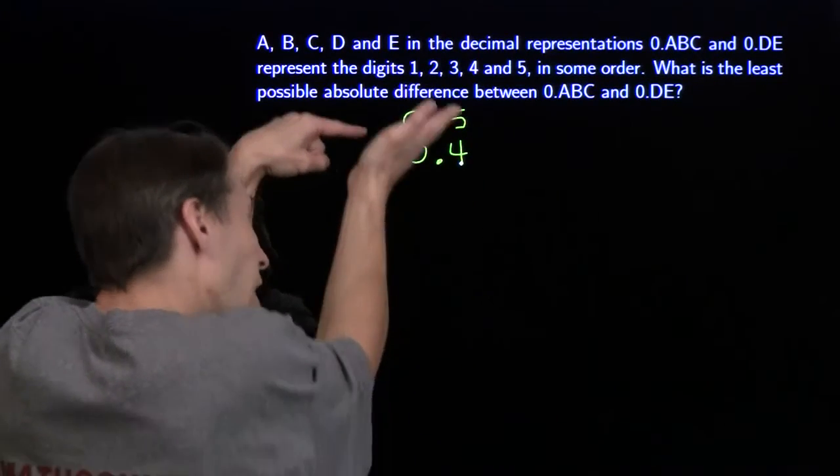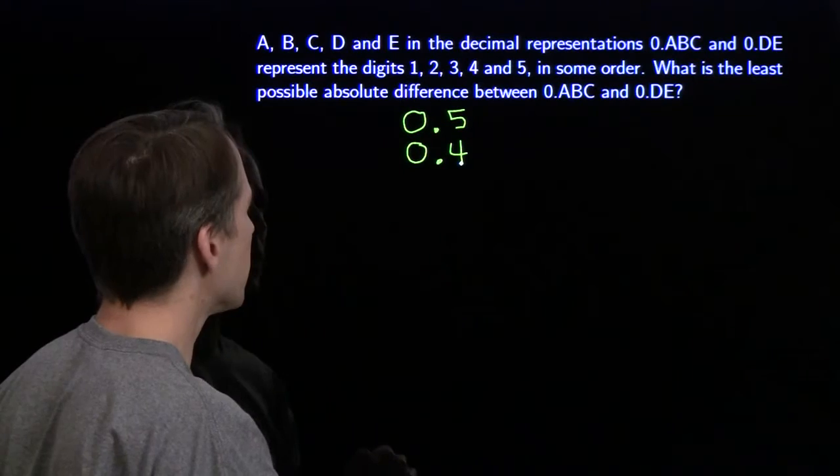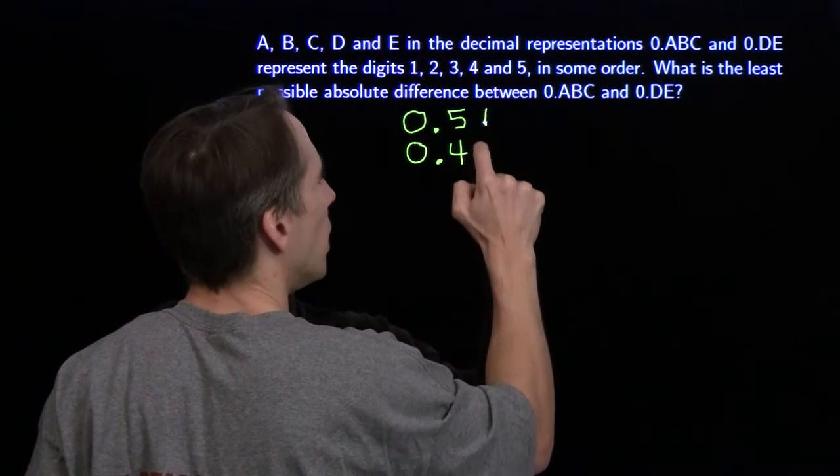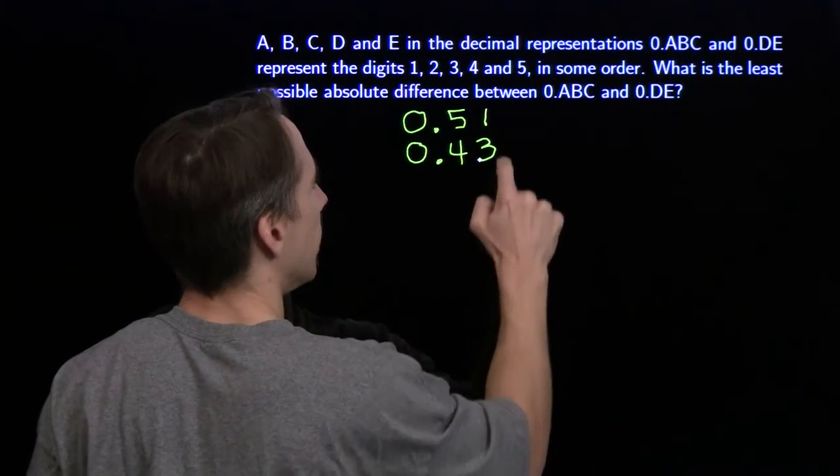Because again, I'm trying to get this one up to as close as possible as this one. So the only digits I have left are 1, 2, and 3. The lowest one is 1. The highest one is 3. And that leaves a 2.